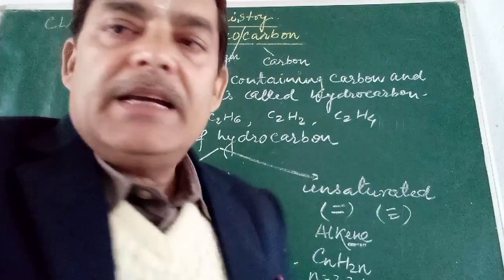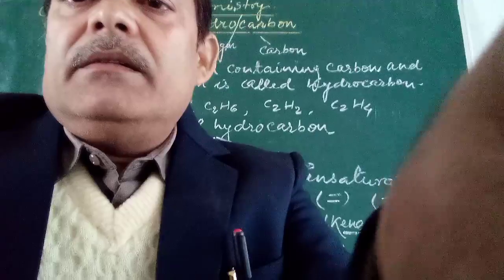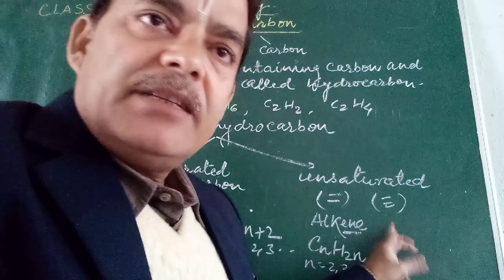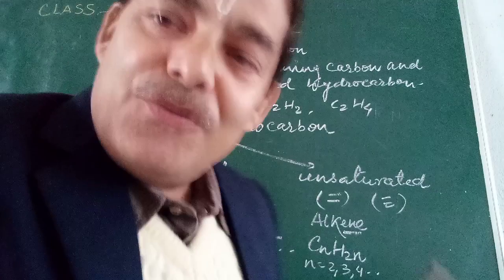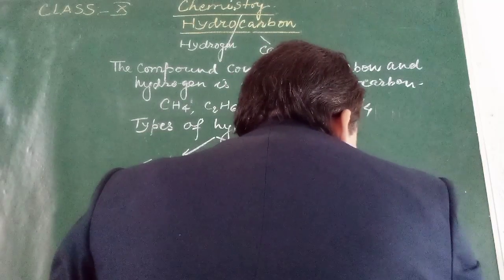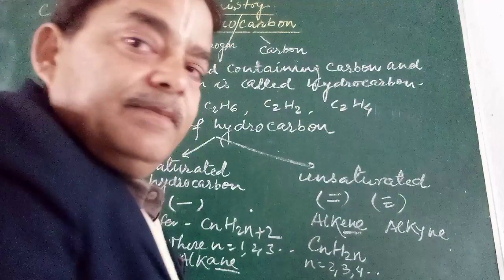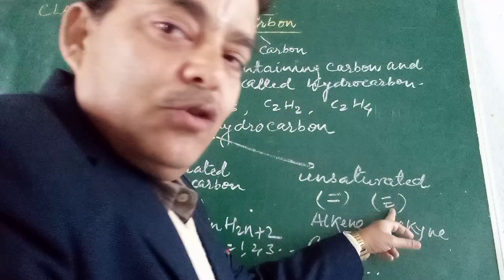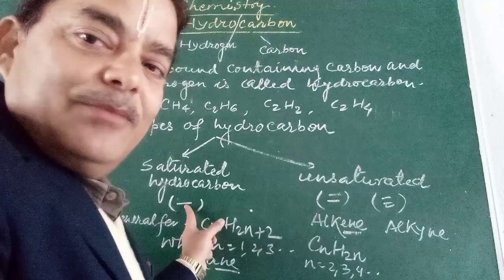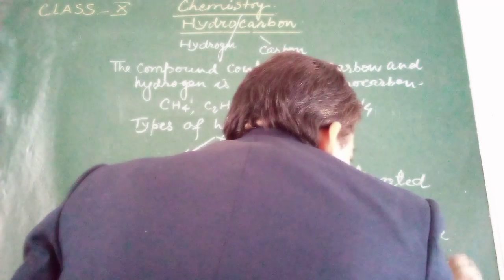Now let us see alkyne, an unsaturated hydrocarbon in which any two carbon atoms are joined by triple covalent bond is known as alkyne. Yne means triple covalent bond, ene means double covalent bond, ane means single covalent bond. Now its general formula is CnH2n-2, where n is equal to 2, 3, 4, and so on.